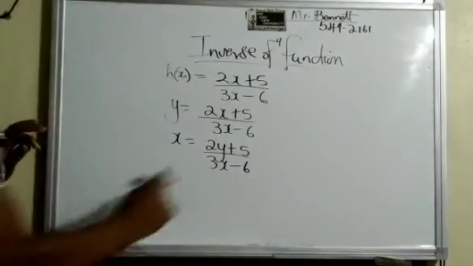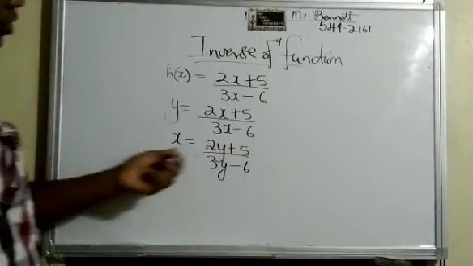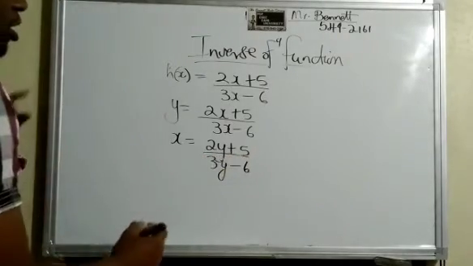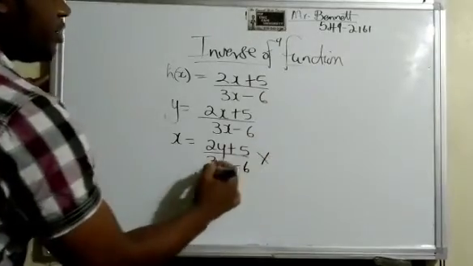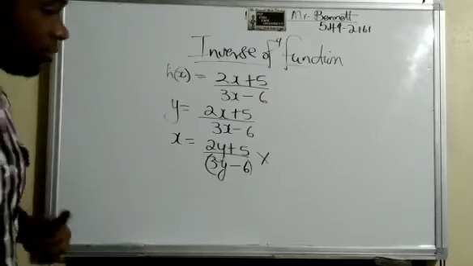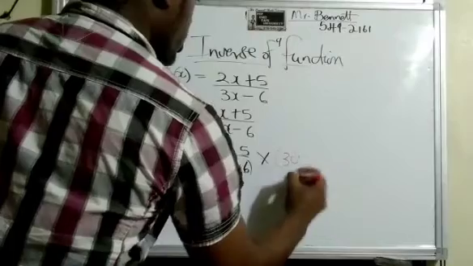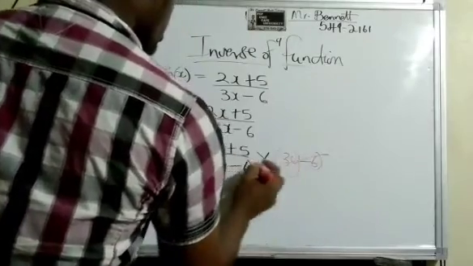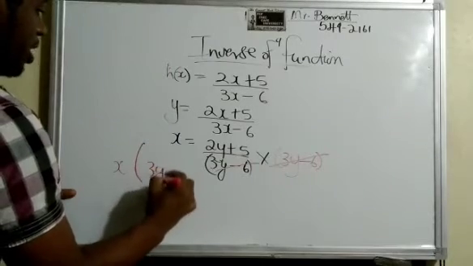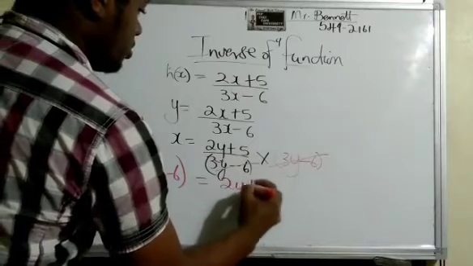Now we want to solve for y. So what we can do is get rid of the denominator by multiplying by everything here. So you can just put it in brackets, make you feel more comfortable. So we expand, we multiply, so it will be 3y minus 6. That gone, that gone. So this now will give us x times 3y minus 6, and that is equal to 2y plus 5.